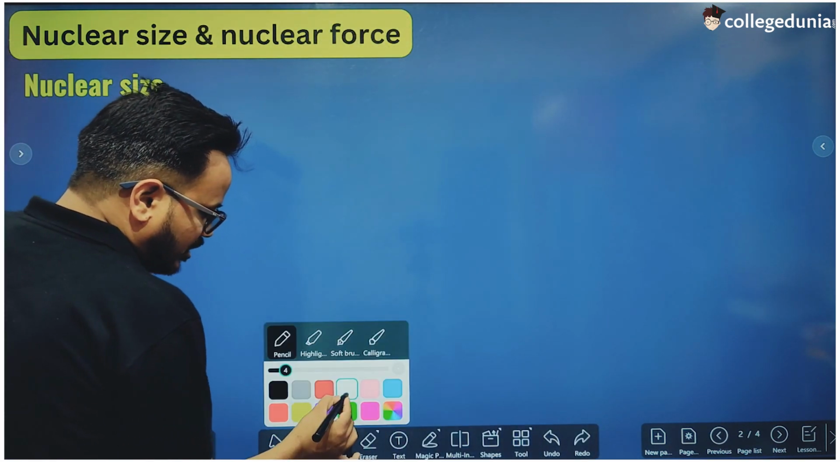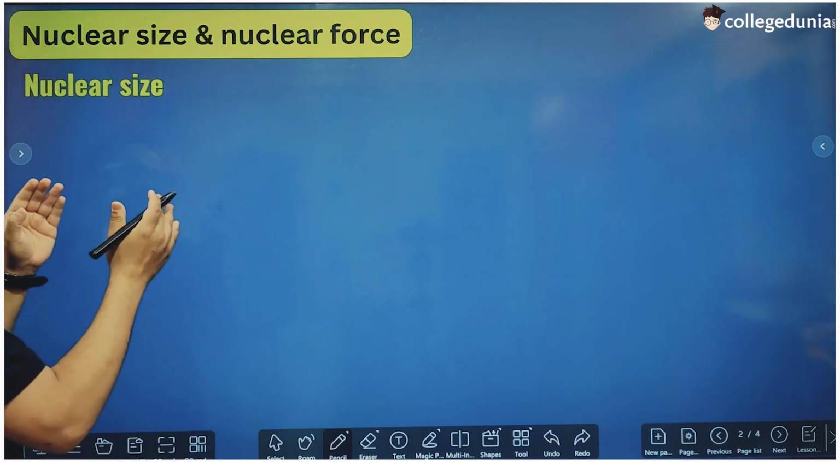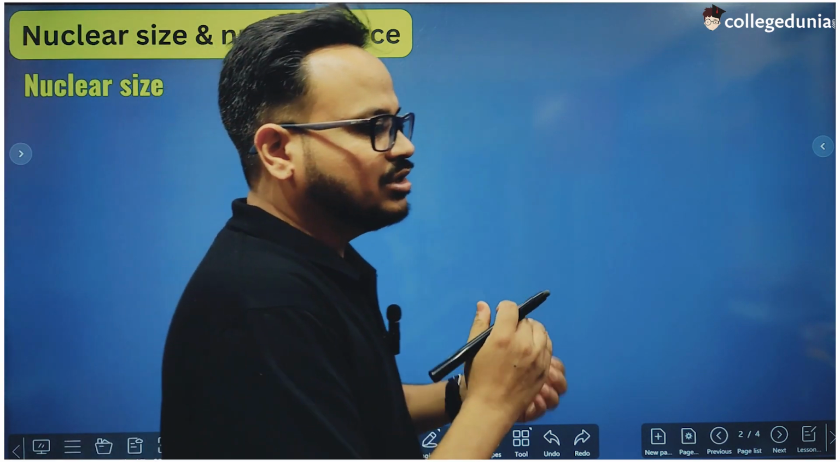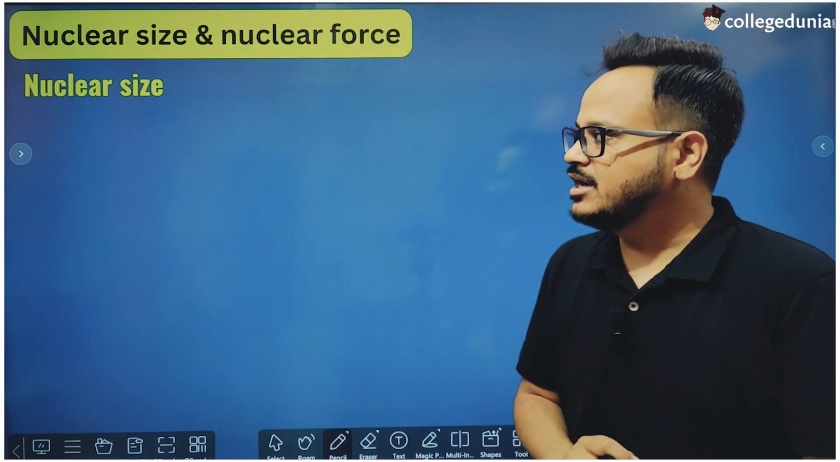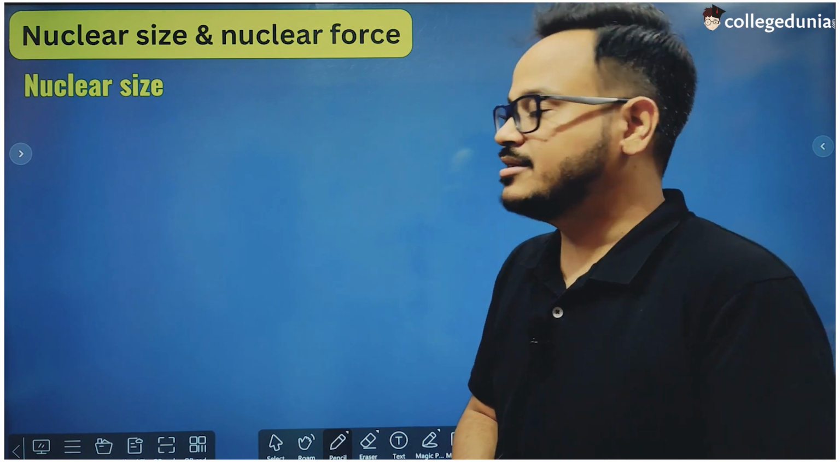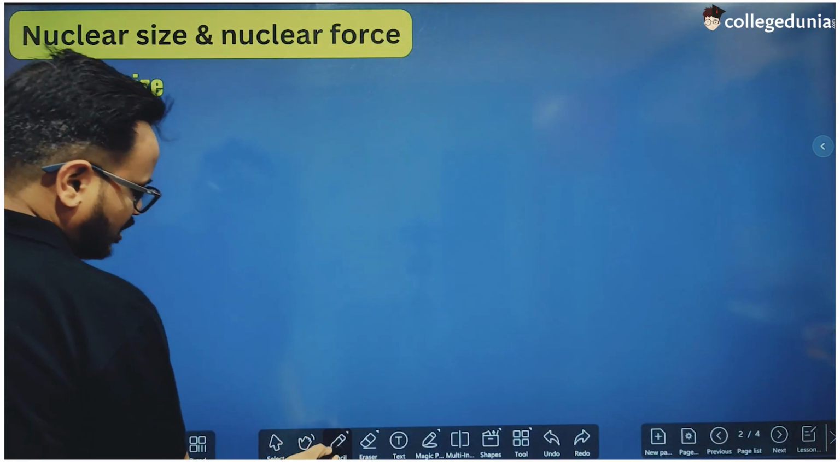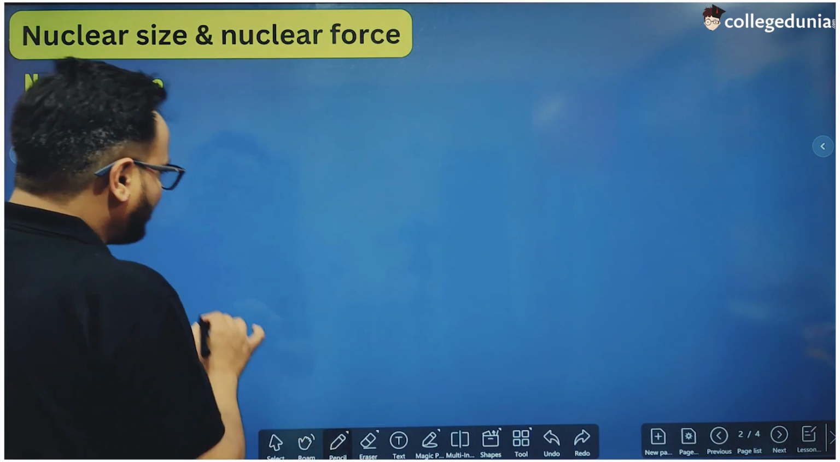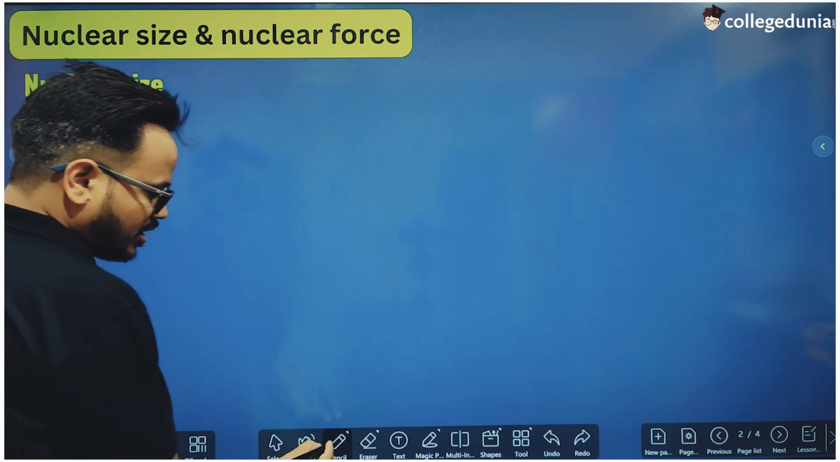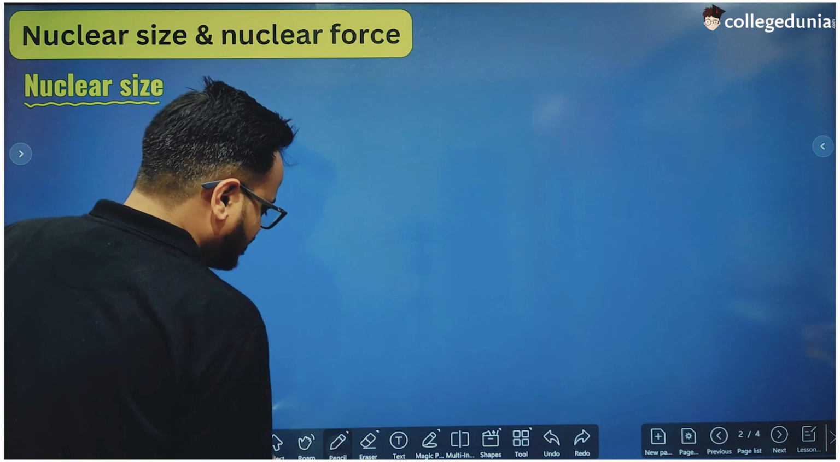Let's first talk about the size of nucleus, and in this topic we will see some important formulae, and using those formulae we will find the formula for nuclear density and we will find the value of nuclear density. So this topic is very important. Many questions come from this topic in CBSE exams.